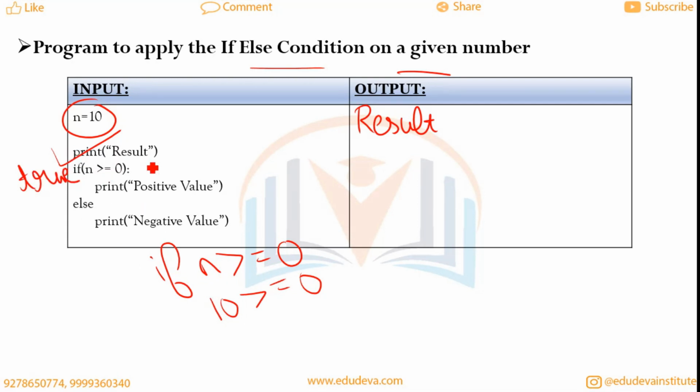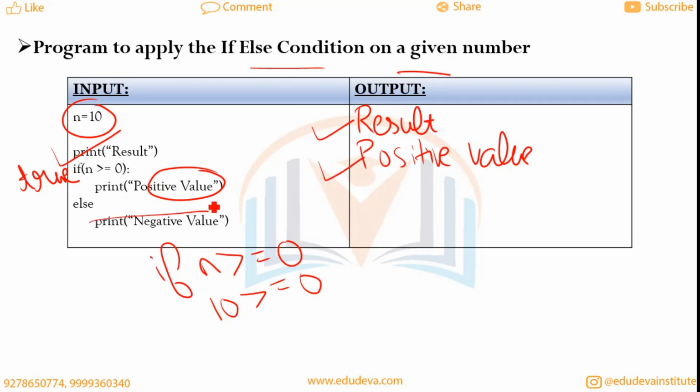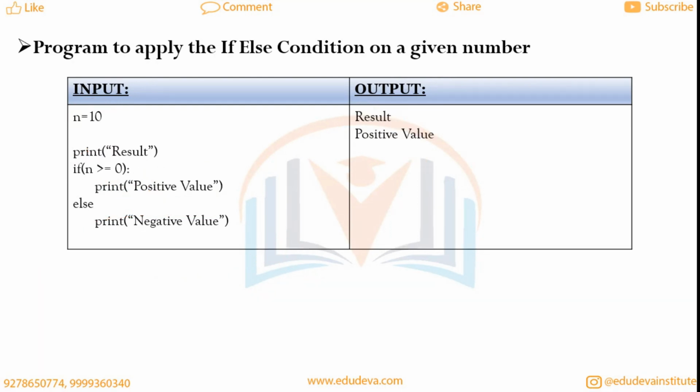we will just execute the statement given under the if condition, that is, we will print positive value in the output. So what will be the output? The output in the first line is result, and the output in the second line is positive value. After that, we will just ignore the else statement, because we have executed the statement given under the if condition.